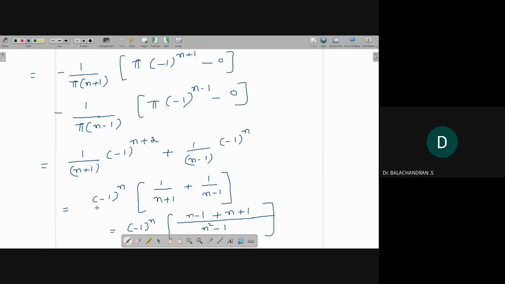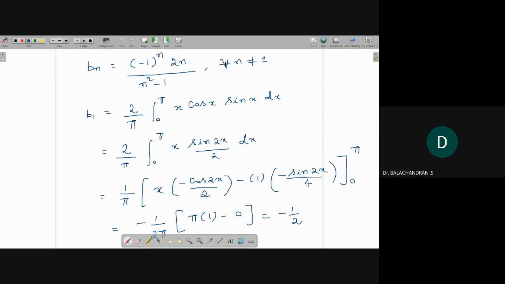So that's why I took common minus 1 whole power n into 1 by (n plus 1) plus 1 by (n minus 1). I took the LCM, n square minus 1. If you cross multiply, n minus 1 plus n plus 1, plus 1 and minus 1 get cancelled. So the numerator is minus 1 whole power n into 2n by n square minus 1. This is true for every n which is not equal to 1, so we need to find b1 separately.